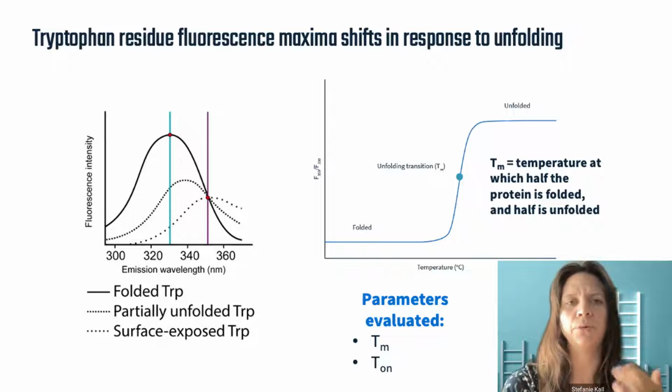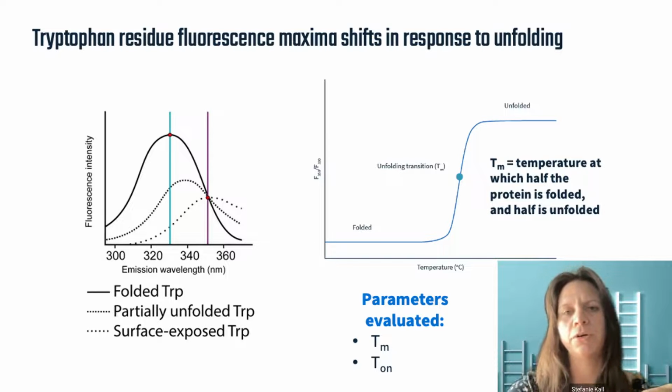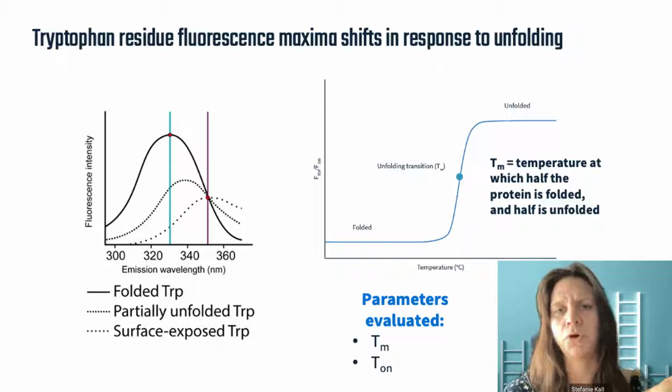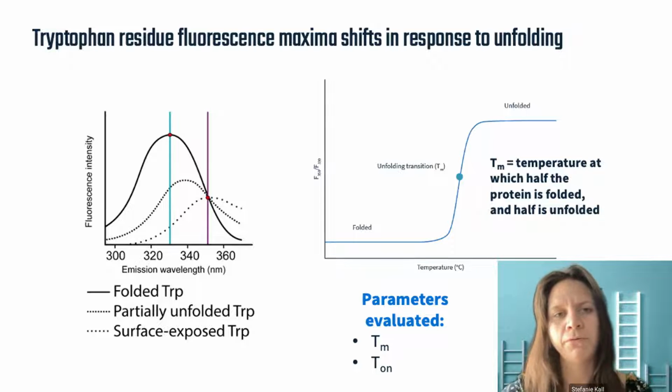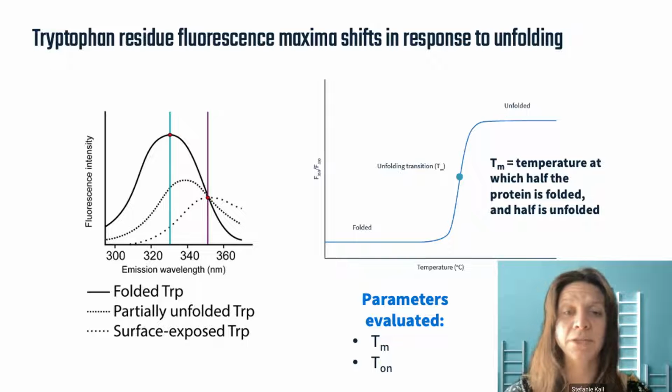And specifically, the point during a thermal denaturation ramp at which 50% of the protein is folded and 50% is unfolded is the melting temperature, or Tm. Ranking Tms is a super common method for finding the most thermostable biologics candidates or stabilizing formulation conditions that are worth developing or characterizing further.